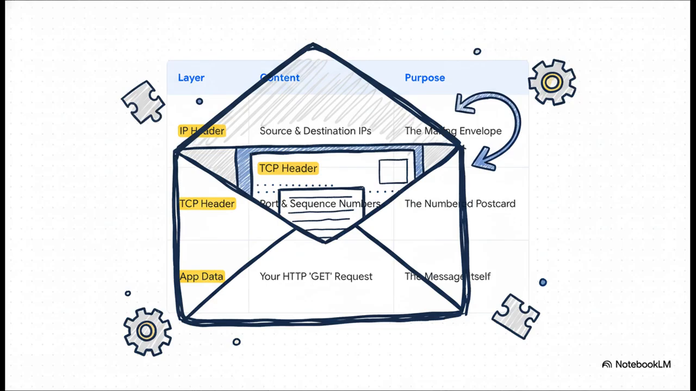It's kind of like a set of nesting dolls. You've got your original message, the GET request, tucked inside the TCP segment, which is our numbered postcard, and that is tucked inside the IP packet, our mailing envelope. Each layer just adds the little bit of info it needs to do its job, and it doesn't have to worry about what the other layers are doing. It's just a beautifully elegant design.